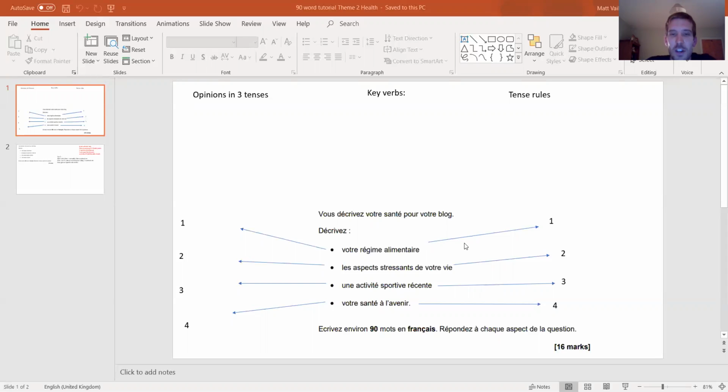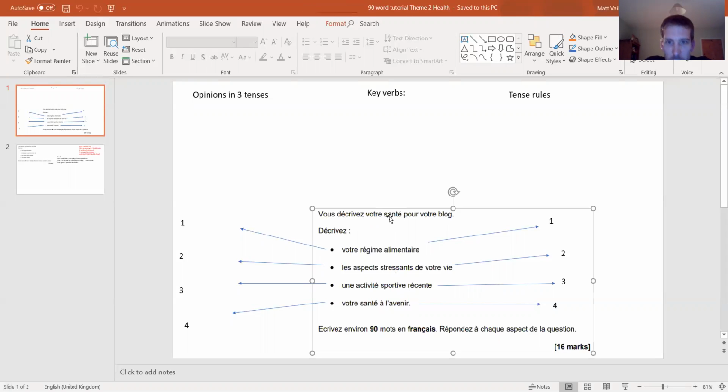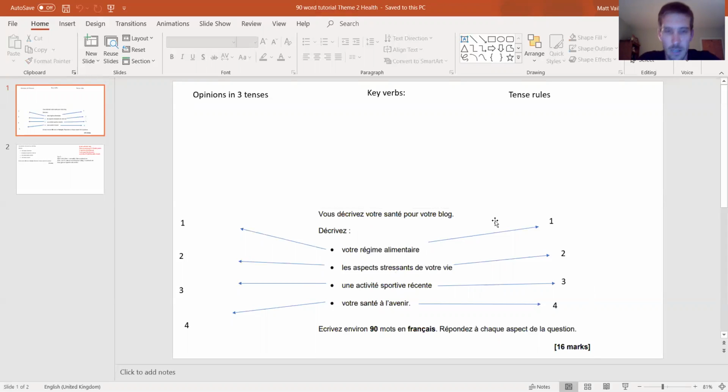I'm picking one 90-worder from 2. So say we've chosen this one, we must have obviously already read this, and we've decided that we're writing about health because we've noticed this keyword here, which is santé. And you're always, for some reason, writing for your blog, but that's kind of irrelevant. We don't need to worry about that. The main thing is the topic here. So that's the first thing: health.